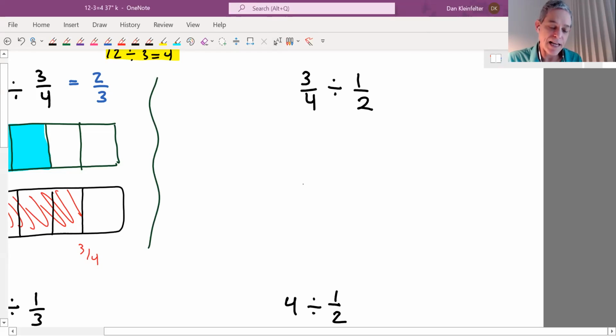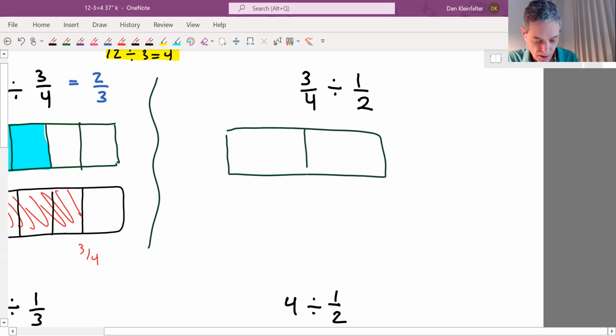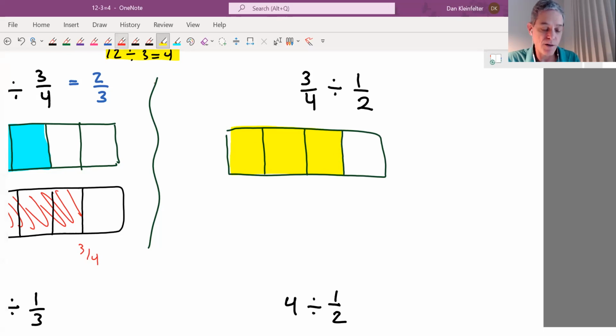All right, so let's try that again. This time we want to know how many 1/2s there are in 3/4. So let me draw out 3/4. If you don't like all the pictures, it's okay. We're going to very soon have a way of doing this without doing all the pictures, okay? All right, so here's one whole. Let me look at 3/4. So here's 3/4. We want to know how many halves there are in 3/4.